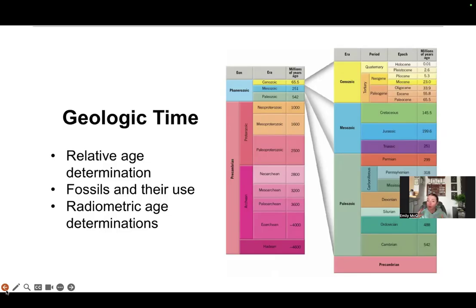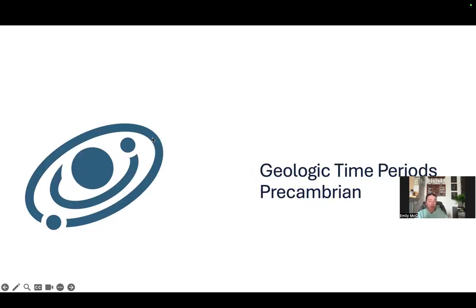We have to use other methods to do that. And we do that using relative age determination and the fossils that are part of those sedimentary rocks. But I'm going to start by breaking down geologic time, and what each age indicates.